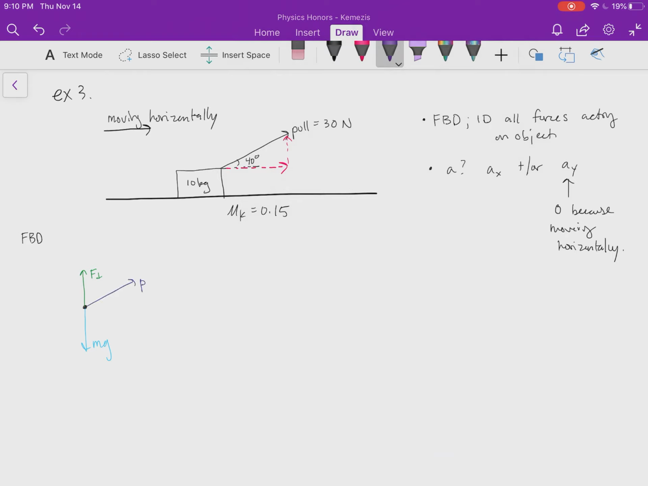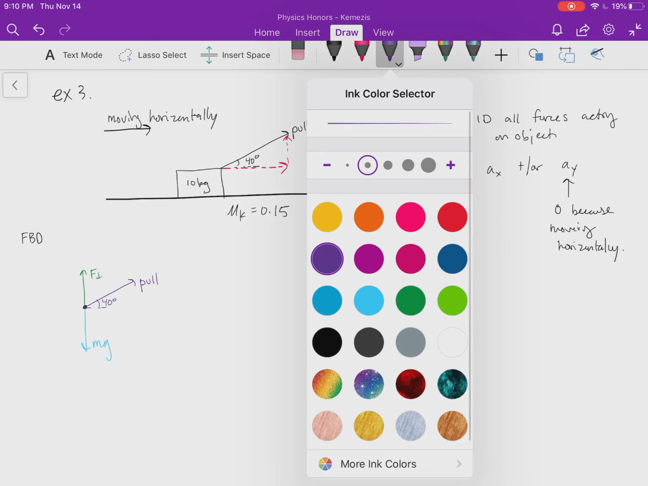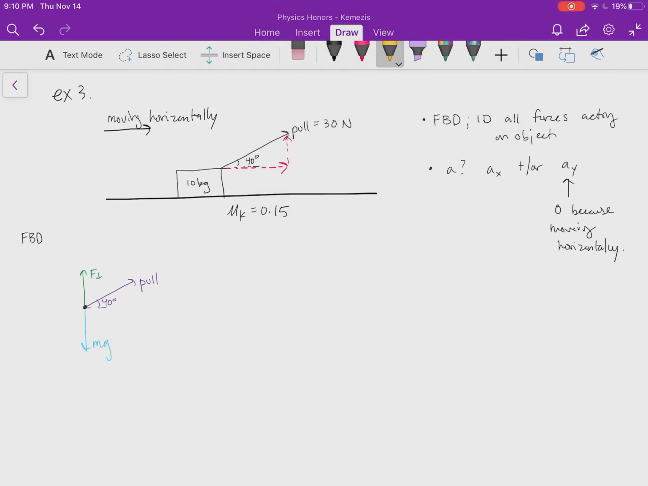We have some pull force going up and to the right at a 40-degree angle. And then because we were given a coefficient of friction, that means that there is friction in the opposite direction of the motion. If we're moving horizontally to the right, the friction has to be horizontally to the left. Okay, so this would be the free body diagram, because that pull is happening at the 40 degrees.